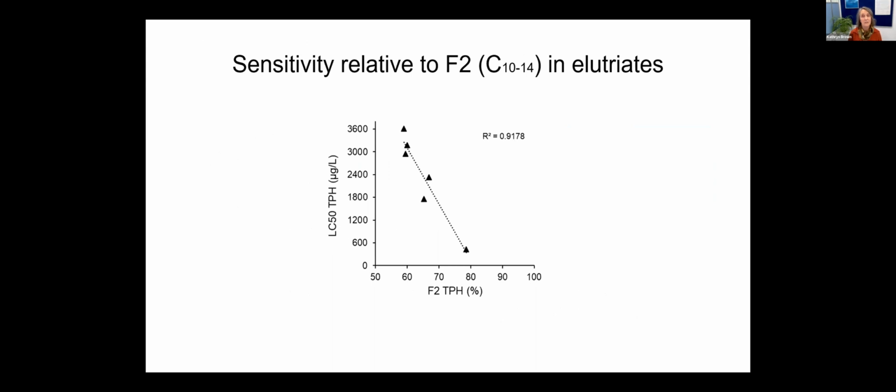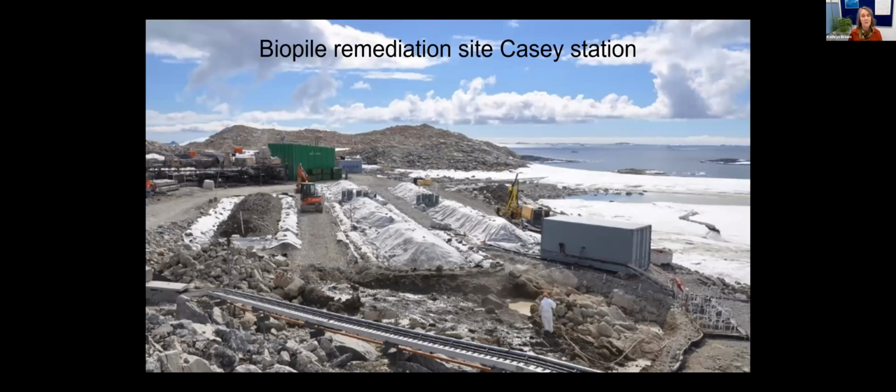So looking at how toxicity relates to the chemistry, there was some evidence that nematode sensitivity was related to the proportion of the F2 fraction of TPH in elutriates. And this F2 fraction contains the acutely toxic and more soluble lighter aromatic hydrocarbons such as the naphthalenes. So the next step is to use this nematode to directly test the toxicity of soils from fuel spills that are being remediated, such as in biopiles at Casey Station, which you can see here. This will help support decisions around soil remediation and reuse.